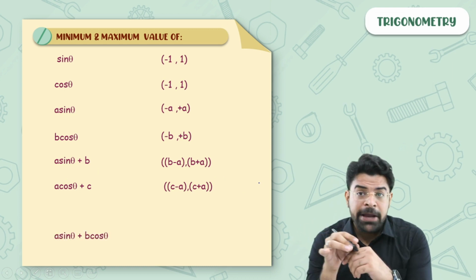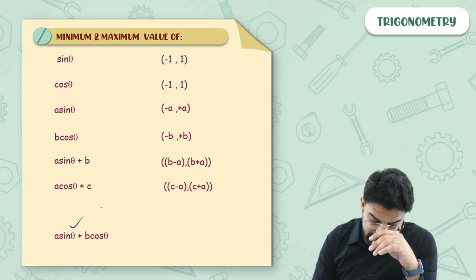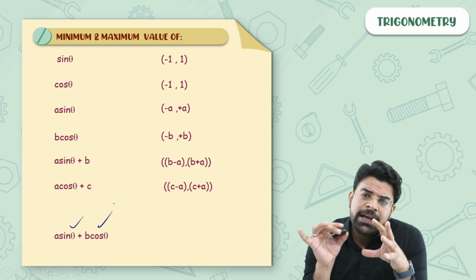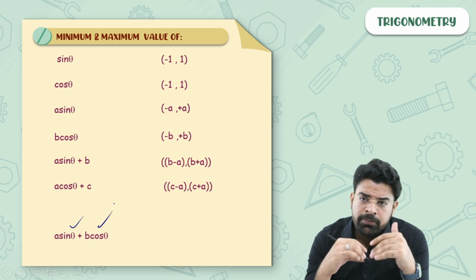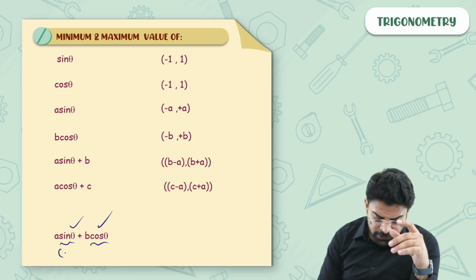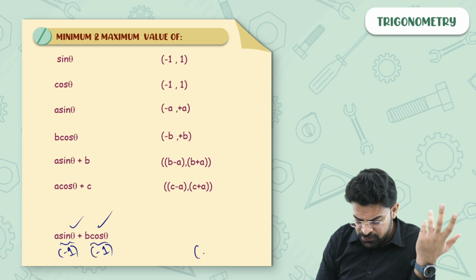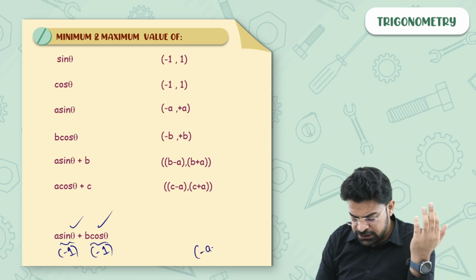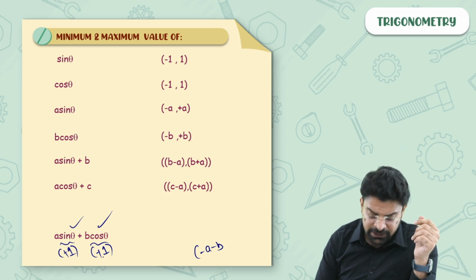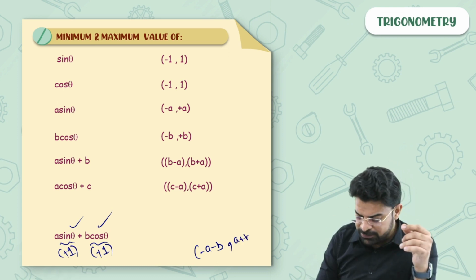Now comes the big king. What is the maximum and minimum possible value of a sine theta plus b cos theta? The students think that the value of a sine theta plus b cos theta will be minimum when both sine theta and cos theta will be minimum. The minimum possible value of sine theta is minus 1. The minimum possible value of cos theta is minus 1. Hence, the minimum possible value of a sine theta plus b cos theta is minus a minus b. And similarly, the maximum possible value is when sine theta and cos theta both are maximum, equal to 1. So the maximum possible value is a plus b.